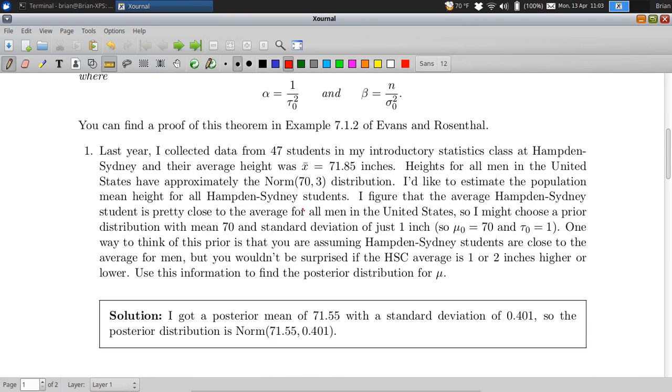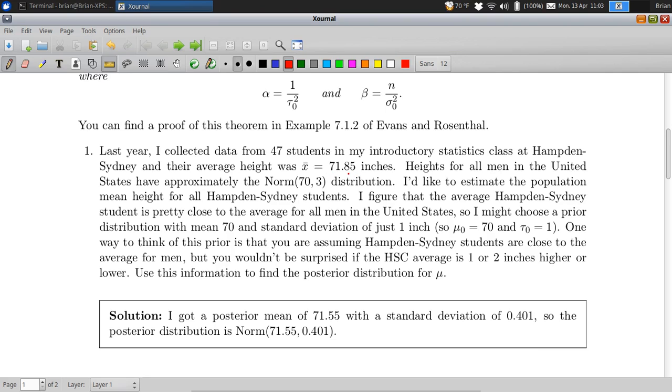So last year, as I did in another example, we had this data set of my 47 students. And one of the things I asked my students was how tall they were. And based on that sample of 47 students, I was able to get a sample mean for the heights of my class. And I had the average height of the students in my classes was 71.85.